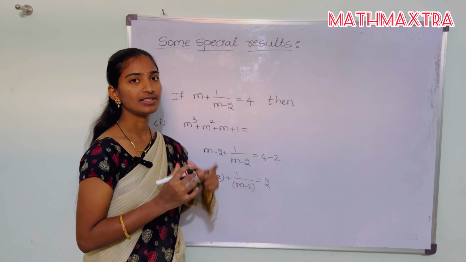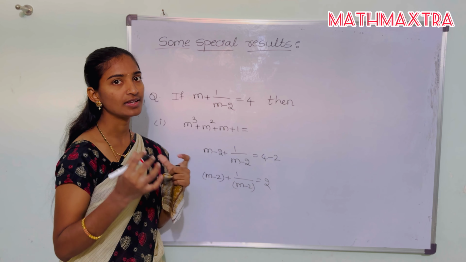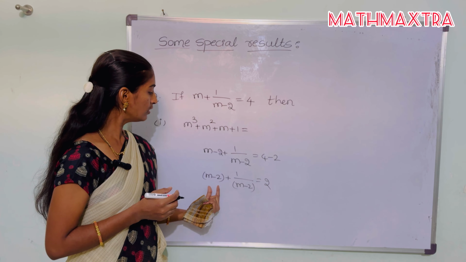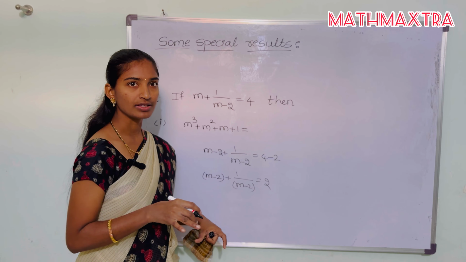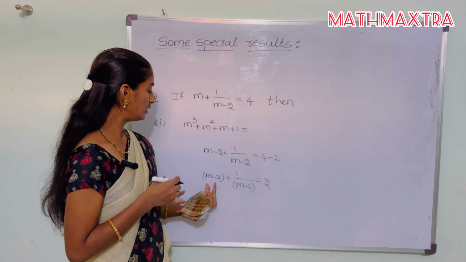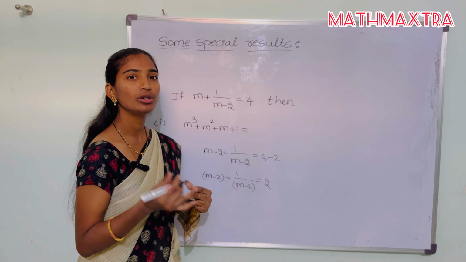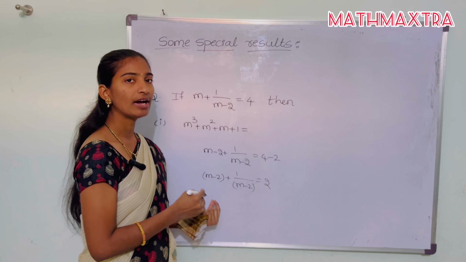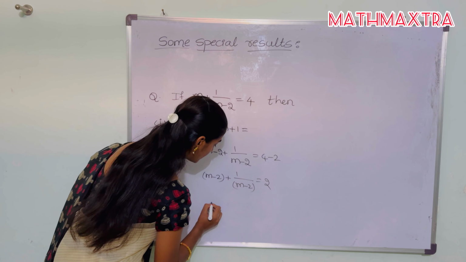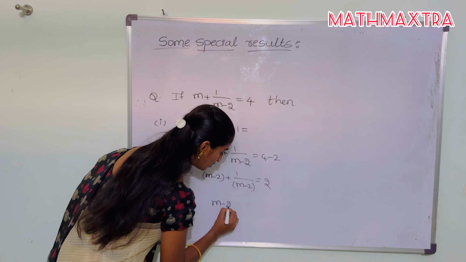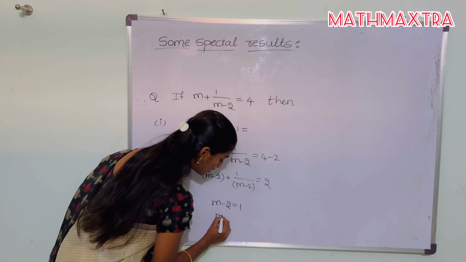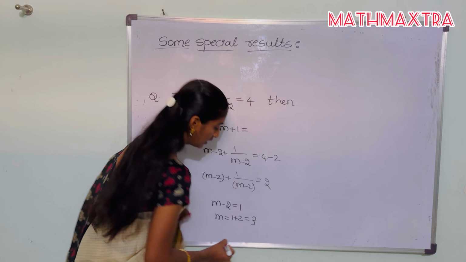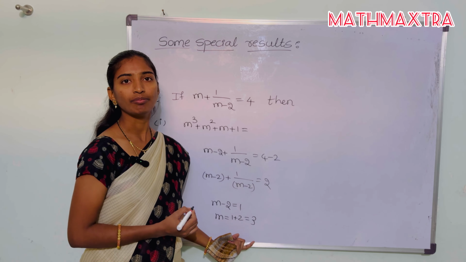So we know the result that if x plus 1 by x is equal to 2, the value of x is equal to 1. But we have m minus 2 in place of x. So m minus 2 will be equal to 1, right? If x is equal to 1, in the place of x we have m minus 2. So m minus 2 is equal to 1, and what is the value of m? It is simply 1 plus 2, which is equal to 3. So we got the value of m now.